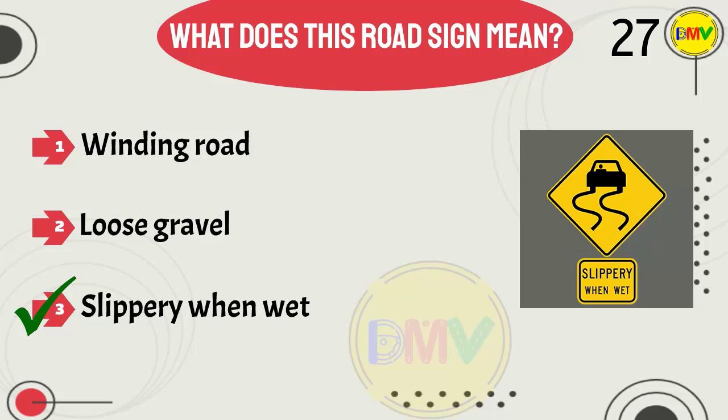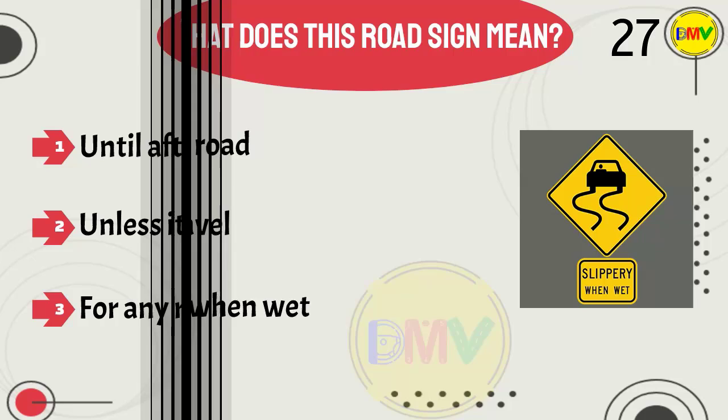The correct answer is 3. This sign indicates that the road may be slippery when wet. Exercise caution when driving on a slippery road.